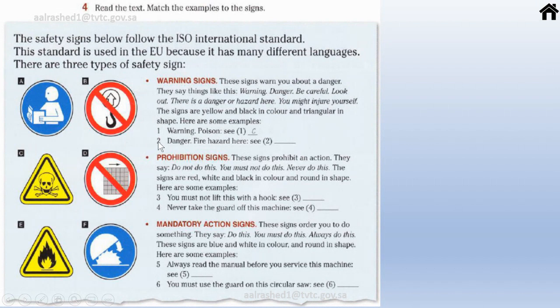Okay, look at number 2. Danger, fire. So this symbol represents fire, hazard. Danger, fire. So number 2, the answer will be E.